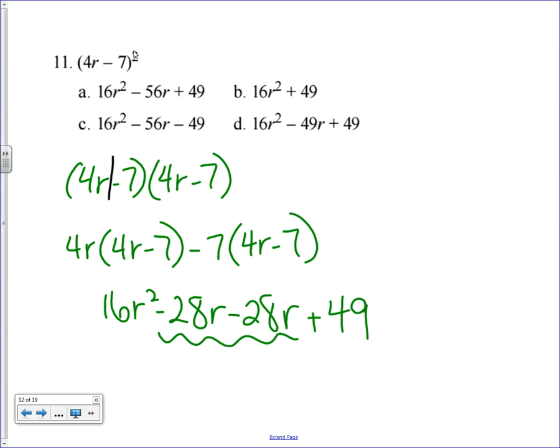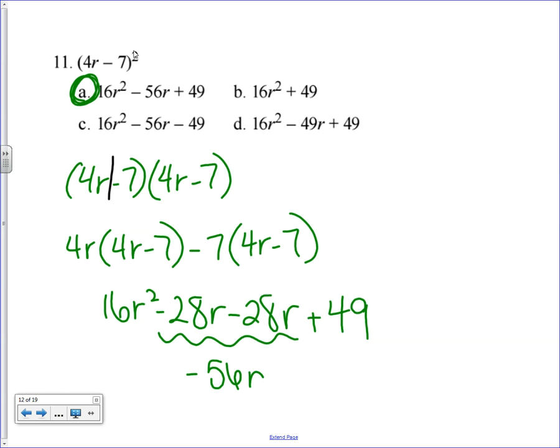Right? Do these cancel? No, I have negative 28 and negative 28. They do not cancel. What do they make? Correct, which means my answer is A. Thank you. Please notice that is a plus 49 on the end.